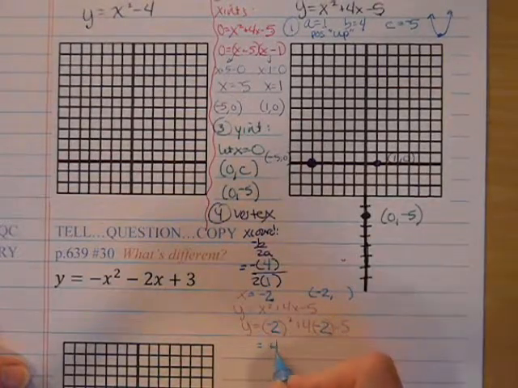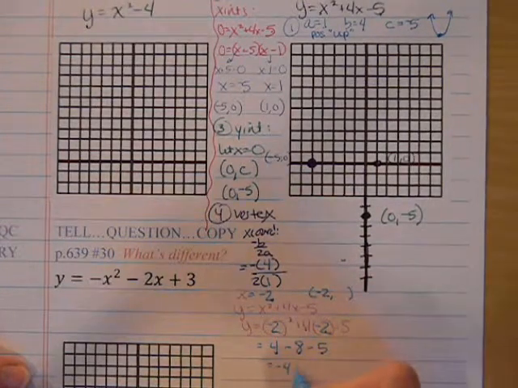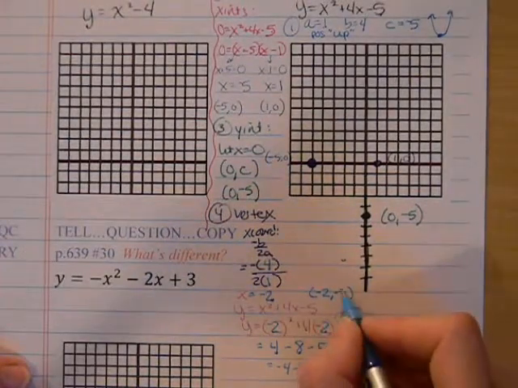Negative 2 squared is positive 4. 4 times negative 2 is negative 8. Then we still have the minus 5. 4 minus 8 is negative 4. Minus 5, negative 9. So there is our y coordinate.